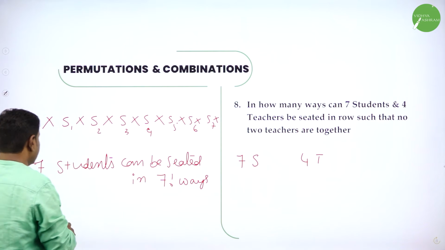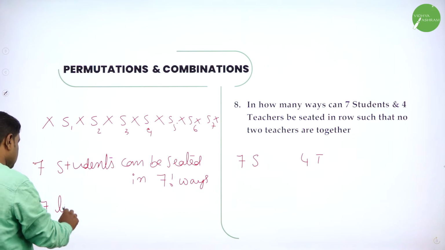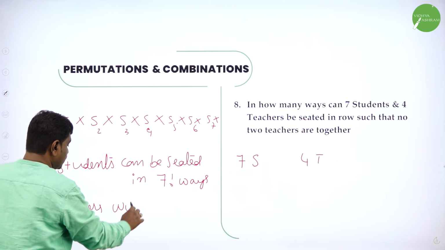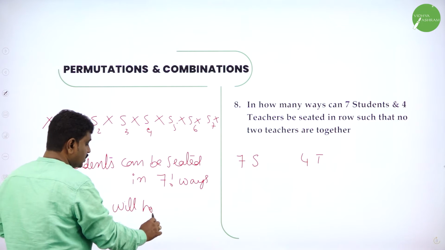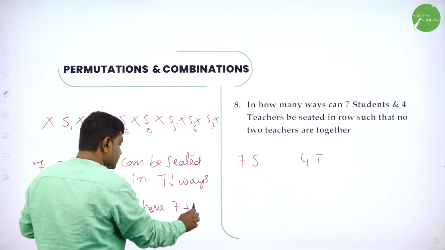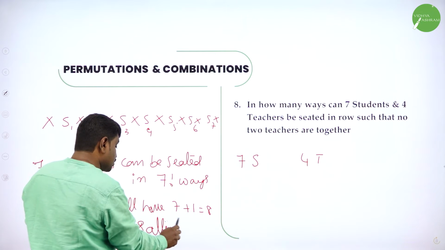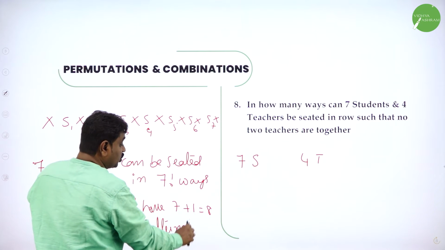Now the teachers will have how many alternate places? 7 plus 1, that is 8 alternate places. And you have to make the teachers sit in these places. Then only they cannot be together.